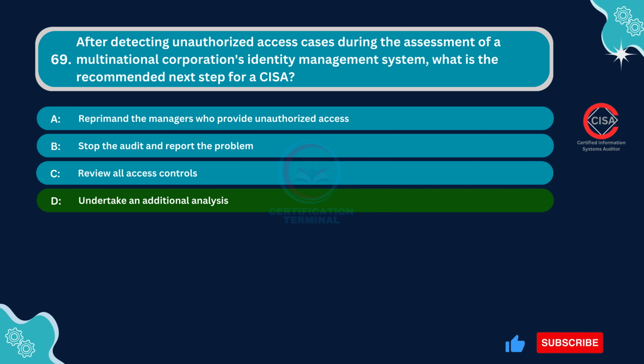Stopping the entire audit might be too drastic, unless the unauthorized access is widespread and poses a significant immediate risk. There might be legitimate explanations for some cases. A review of all access controls is important, but it's a broader step that should be part of the additional analysis. This review will likely be informed by the specific details of the unauthorized access cases.